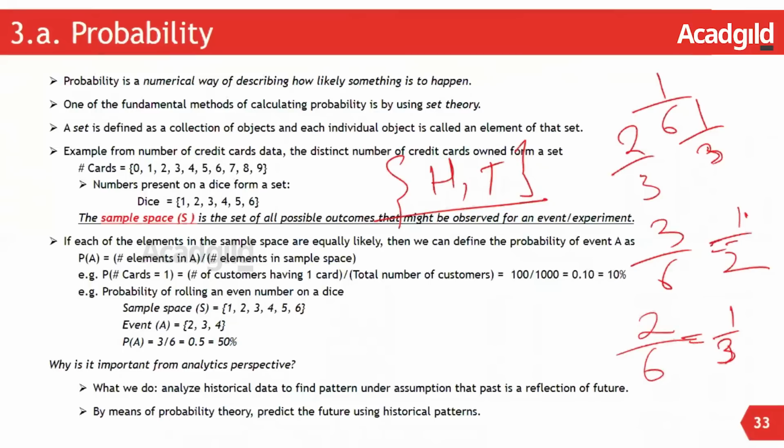So we know what a sample space is. Sample space is all the possible outcomes of an experiment. We know what an event is. An event is, say, are we talking of a prime number? Are we talking of a composite number? Are we talking of an even number?